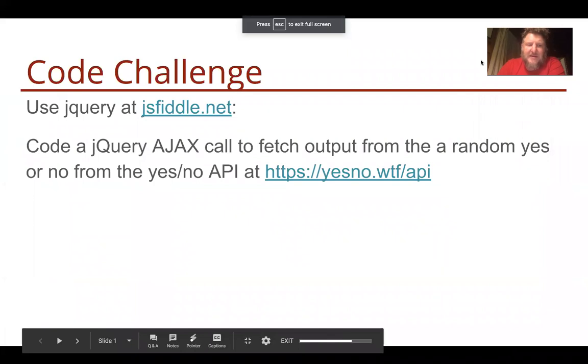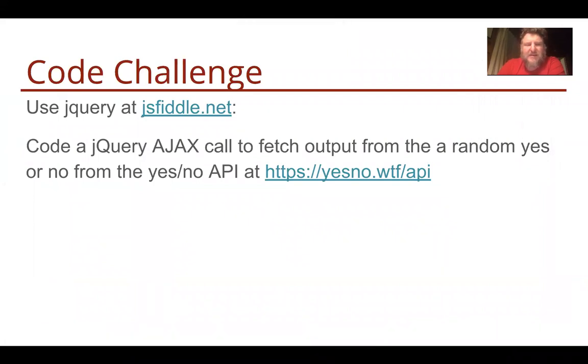Let's talk about that. The thing that I wanted to do on Monday, but ran out of time, and the thing I wanted to do on Wednesday, but wasn't there. Let's explore using an API. So we're going to go to JS Fiddle, and we're going to code an AJAX call to fetch output from a random yes or no API. It's a pretty simple API.